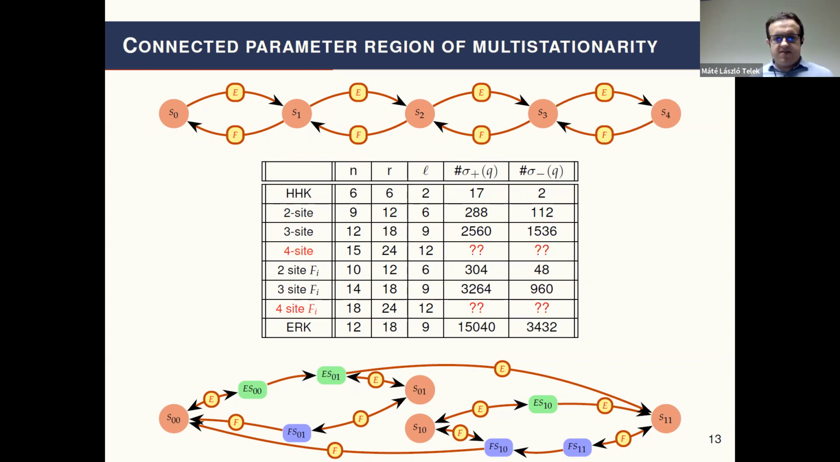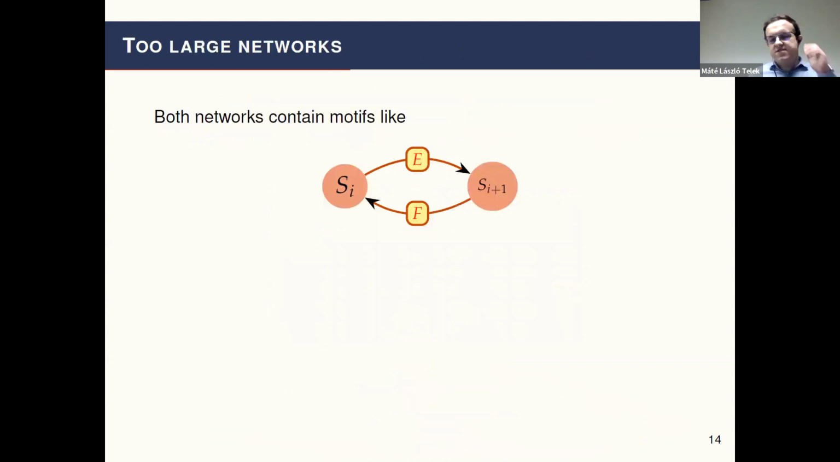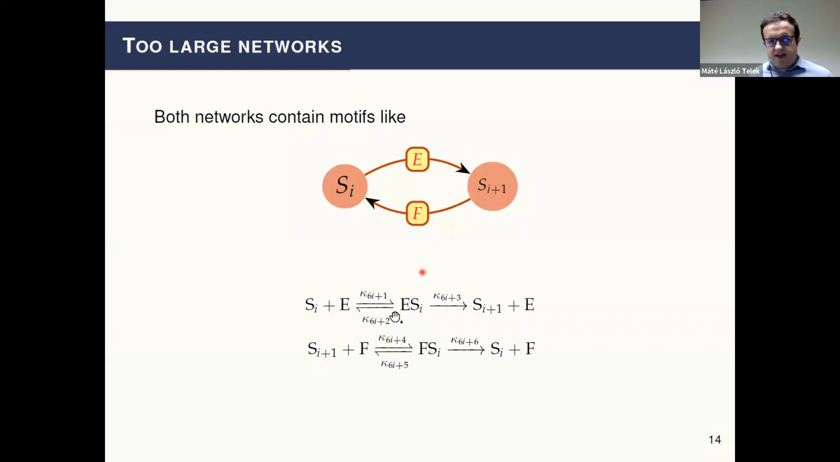So let's have a look at these two four-site phosphorylation networks. In both networks, we have motifs like this. So here are the elementary reactions. And the idea was, what if we just remove this backwards reaction here? Could we say something about the original reaction network?